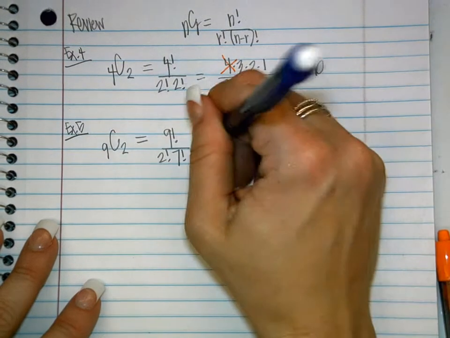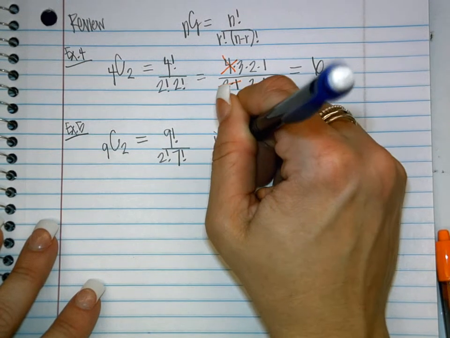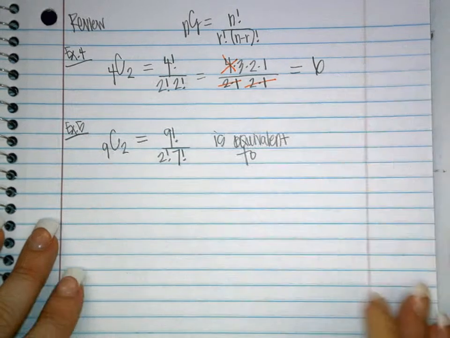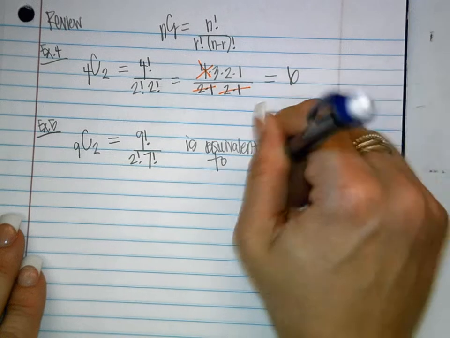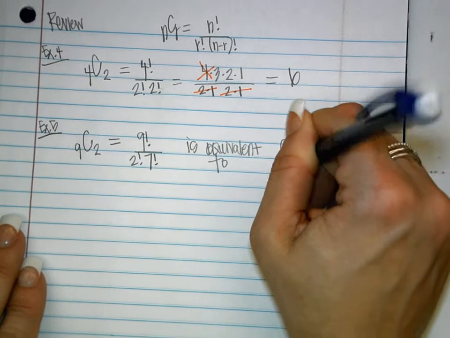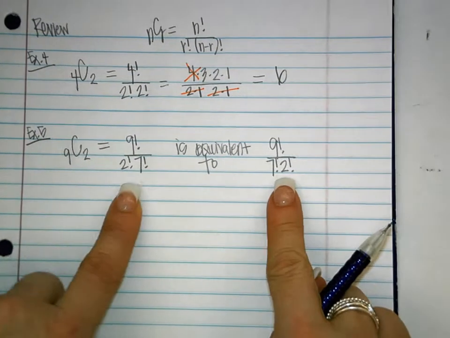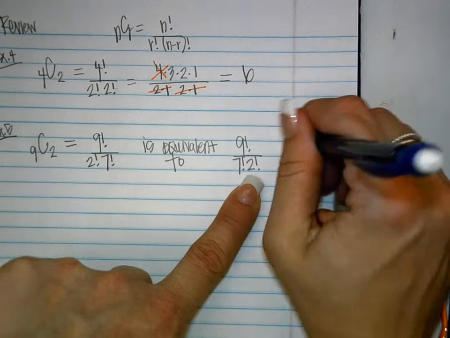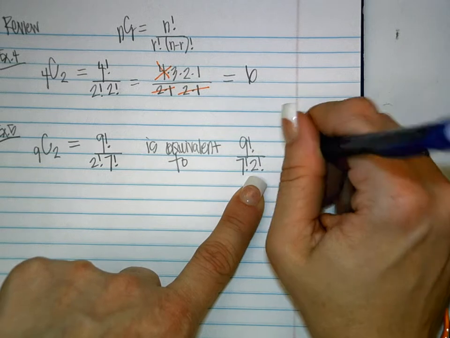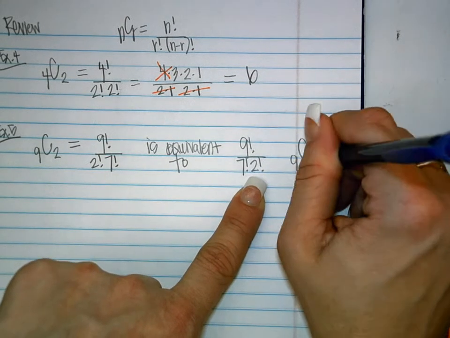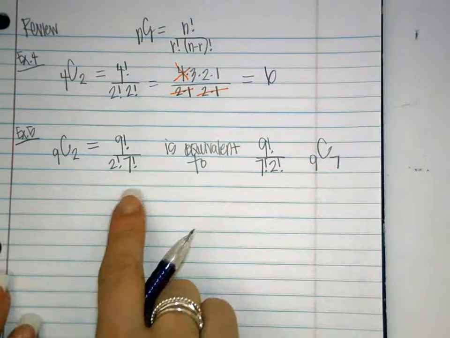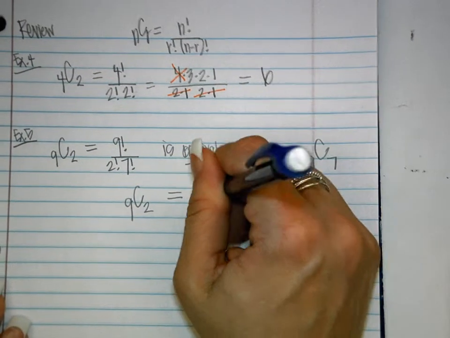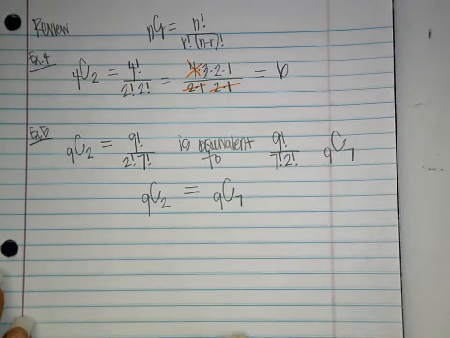Would you say that this is equivalent to 9 factorial over 7 factorial, 2 factorial? Yes. Are these equivalent? Yes. But what is this the combination form of? Combination with what numbers there? 9 and 7. So my point here is I want you to understand that 9C2 is equivalent to 9C7. At some point, we are going to need to know these.